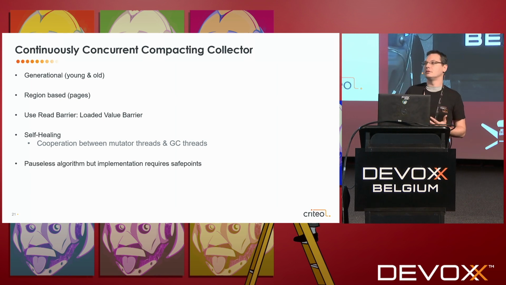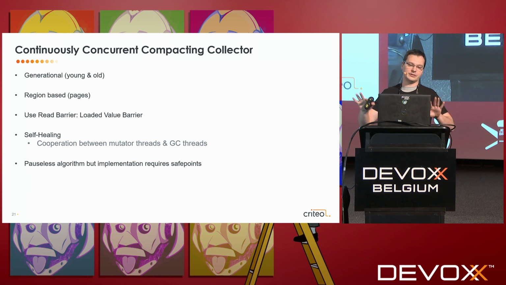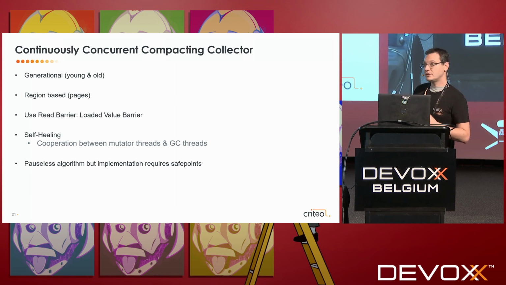They published a paper on this pauseless algorithm in 2005. It's really pauseless in the algorithm, but the implementation in HotSpot requires safepoints. A safepoint is when you stop all the threads to do some work, because all the application threads are stopped. So there are still stop-the-world phases, but very, very small, like for Shenandoah.